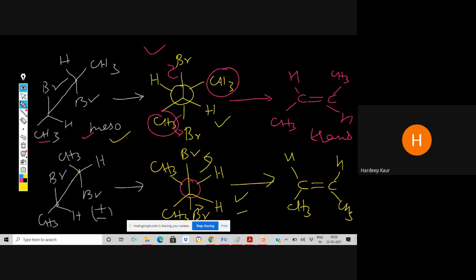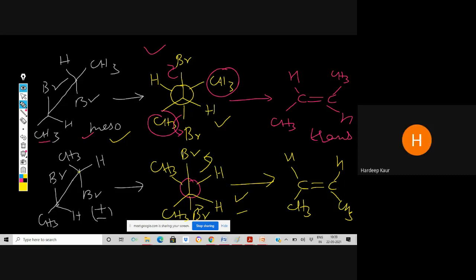ठीक है जी. चलिए आगे. So the debromination of meso will always give trans product, whereas debromination of DL pair will give cis product. तो जिहड़ी debromination है DL pair दी, it is slow comparatively. It is slow in comparison to meso. The reason is it involves the highly unstable transition state. ठीक है?